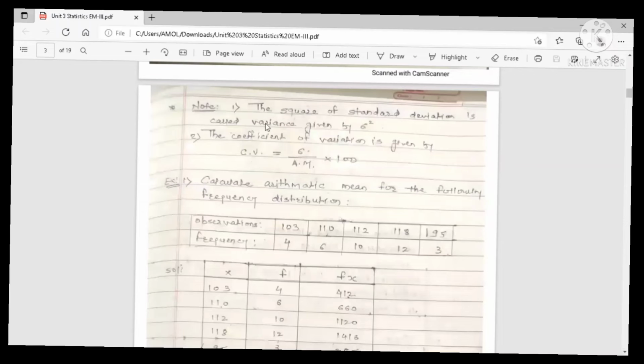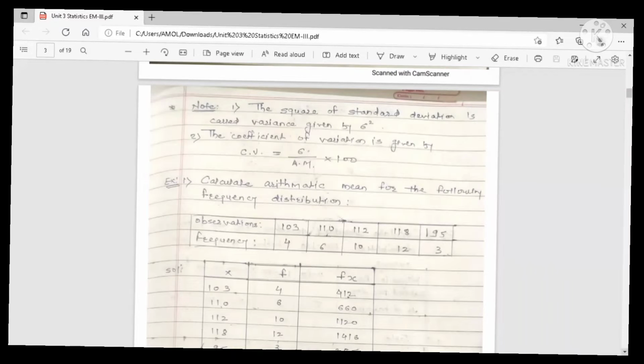Now, there is one note. The square of standard deviation is called variance, given by sigma square. Sigma is the notation used for standard deviation. If you take the square of standard deviation, it is called variance. Second note, the coefficient of variation is given by CV, which is equal to sigma upon arithmetic mean into 100. Sigma means standard deviation. This is the formula to find the coefficient of variation.